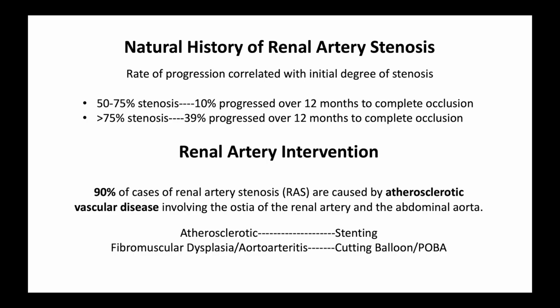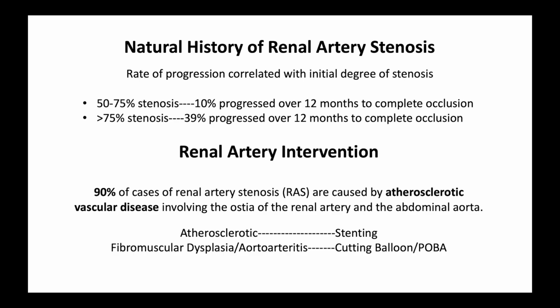What's the natural history of renal artery stenosis? So the rate of progression correlates with the initial degree of stenosis. With 50 to 75% stenosis, 10% of these patients progressed over 12 months to complete occlusion. And if the patients had more than 75% renal artery stenosis, then 39% progressed over 12 months to complete occlusion.